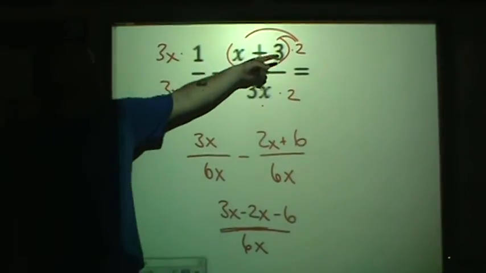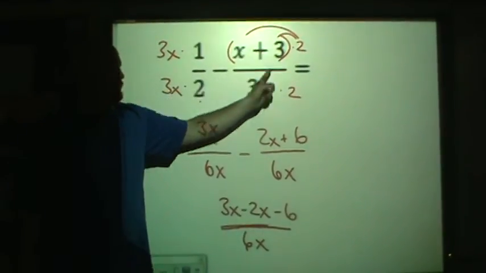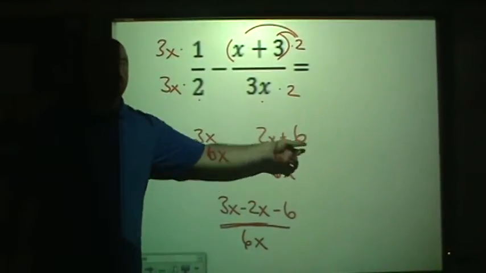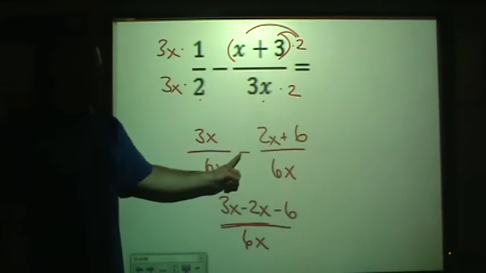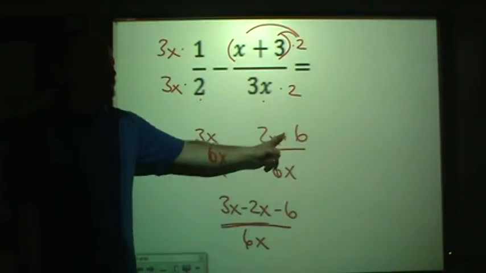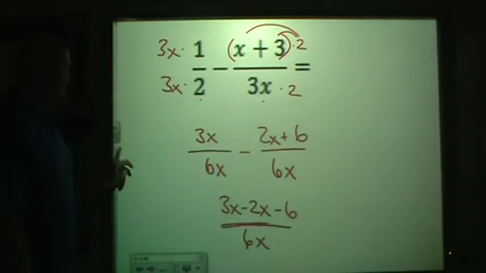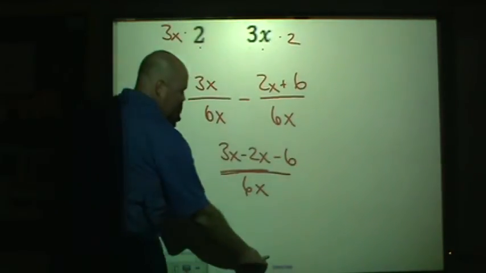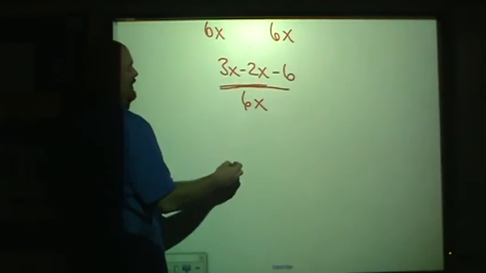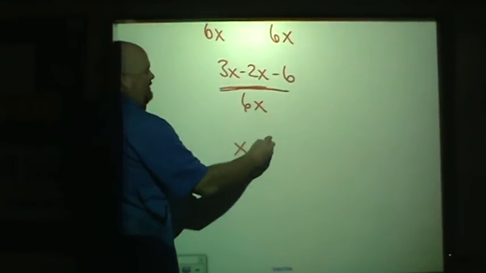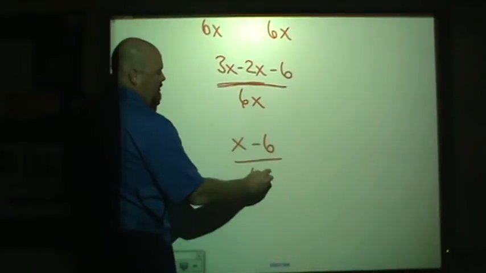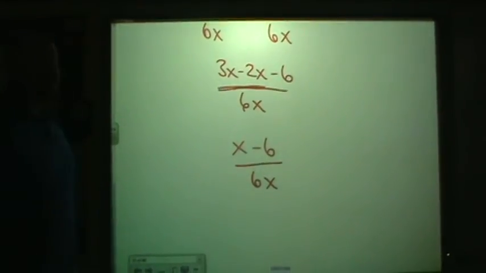So the 2 was 2 times x, 2x. 2 times 3 is 6, but there's 2 terms in this numerator. So I'm subtracting 2x and I'm subtracting a positive 6. We have to take the opposite of both. Then when I combine like terms for this, 3x minus 2x is 1x. The minus 6 I can't do anything with. So I have x minus 6 over 6x.